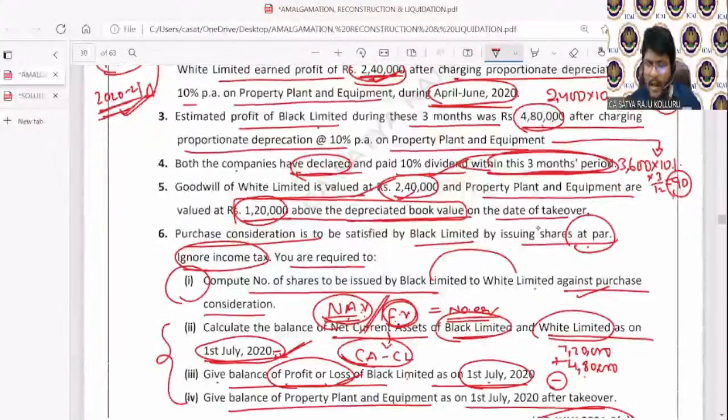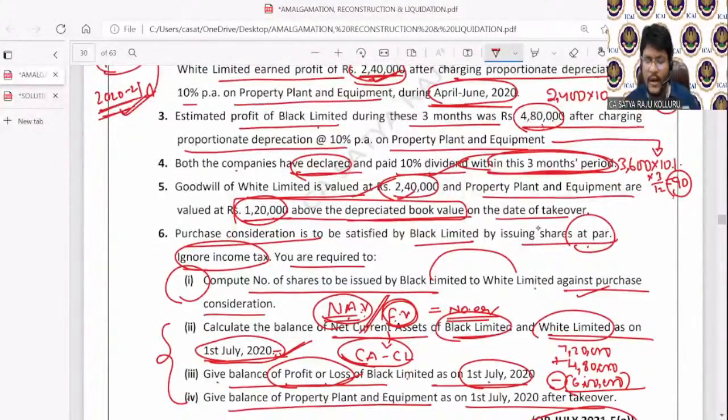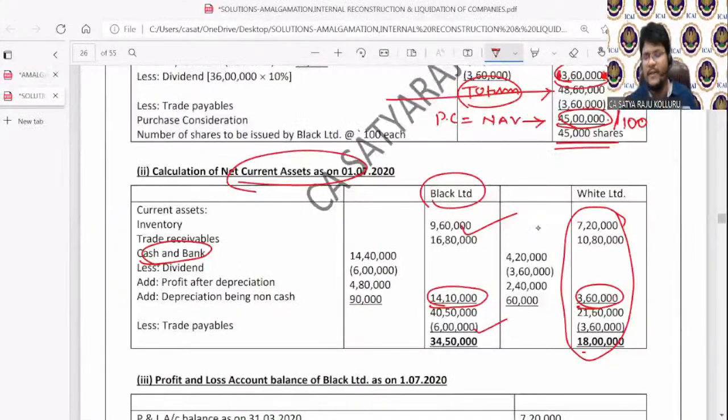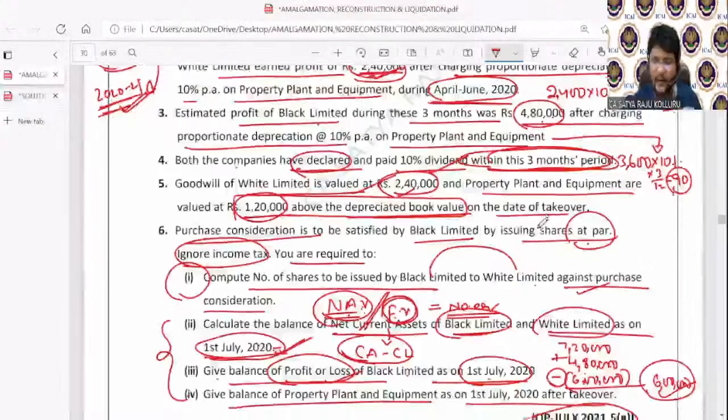Then what is the balance of P&L as on 1st July 2020? 7,20,000 plus 4,80,000 minus 6 lakhs. How much did you get? 6 lakhs is the difference. That is, the profit and loss account balance as on 1st July 2020 is 6 lakhs. You can cross verify with the solution. How much did you get? 6 lakhs. Then come to the final question.